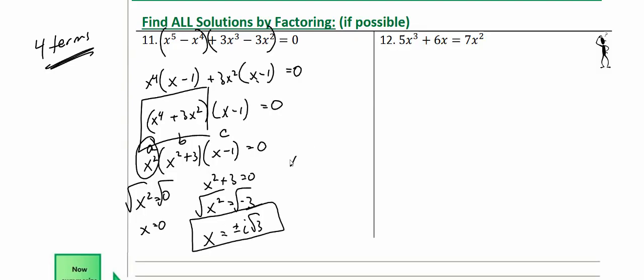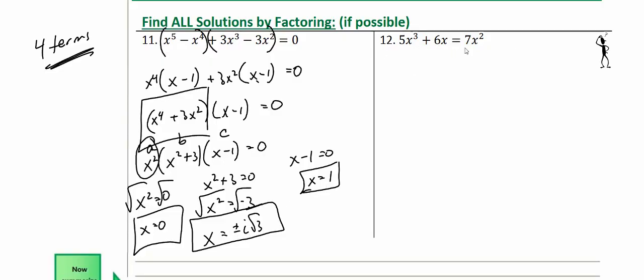For C, I take x minus 1 equals 0, x equals positive 1. Fantastic. Yes. Those are my answers. Okay, x equals 0, x equals plus or minus I root 3, x equals 1.